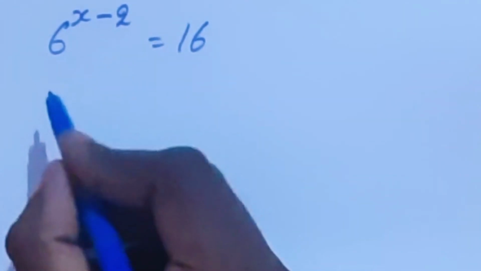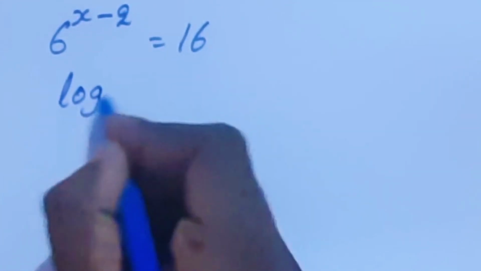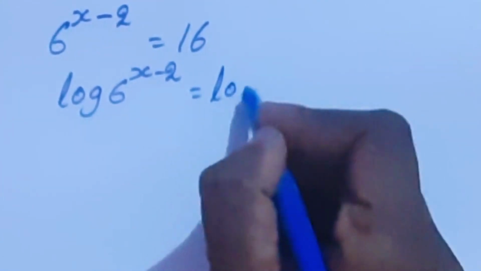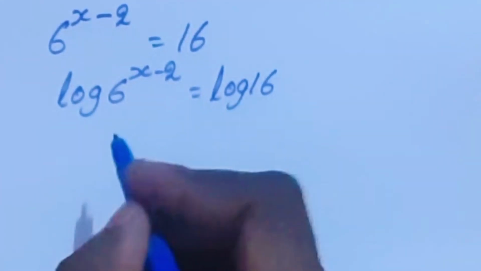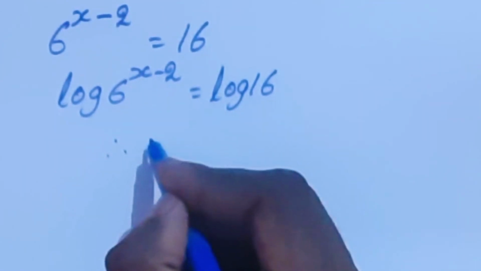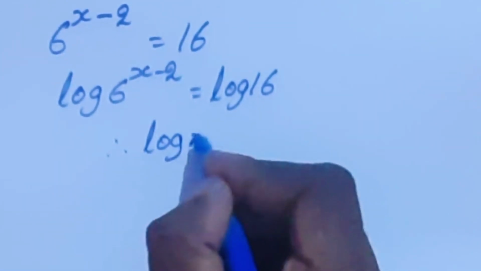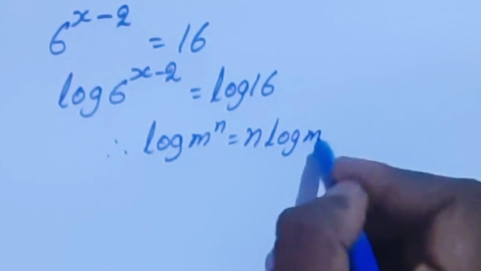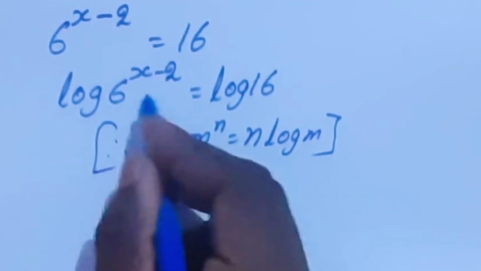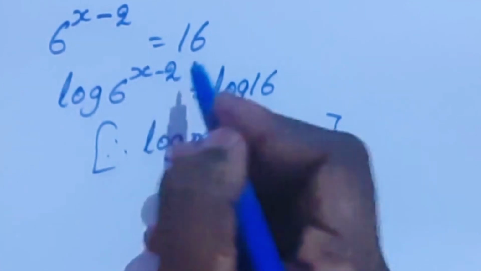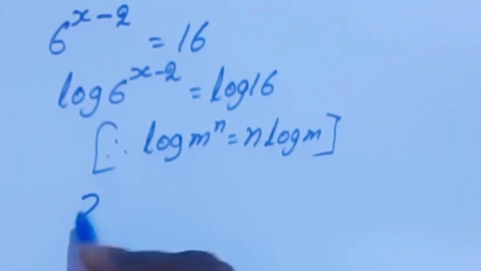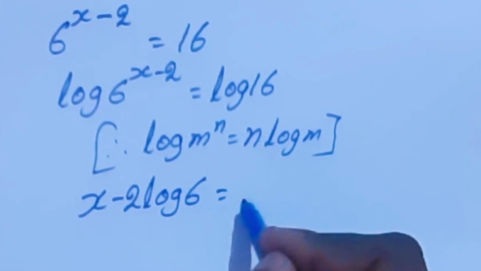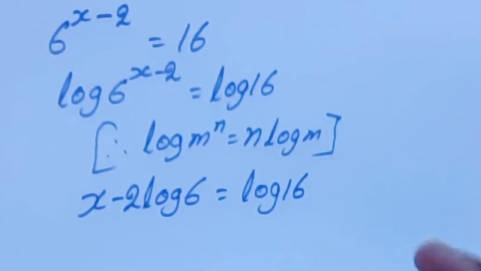Now here we are going to take a log on both sides. Log 6 power x minus 2 equal to log 16. Now here we are going to apply the log power formula, that is log m power n equal to n log m, so that this x minus 2 comes before this log. So x minus 2 log 6 equal to log 16.